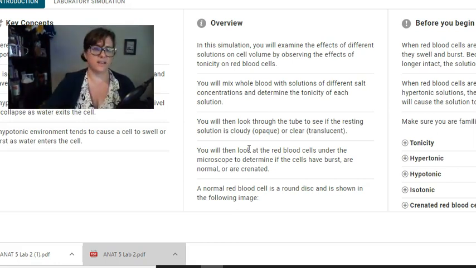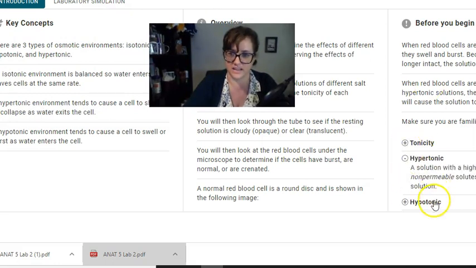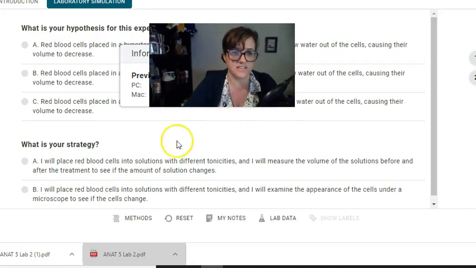I should stop talking. Okay, so again, I would write down your key concepts and your definitions here, okay? And then again, go through the lab simulation. Okay, you're going to make a hypothesis, you're going to talk about your strategy, and then you're just going to follow the different stages. Okay, cool.